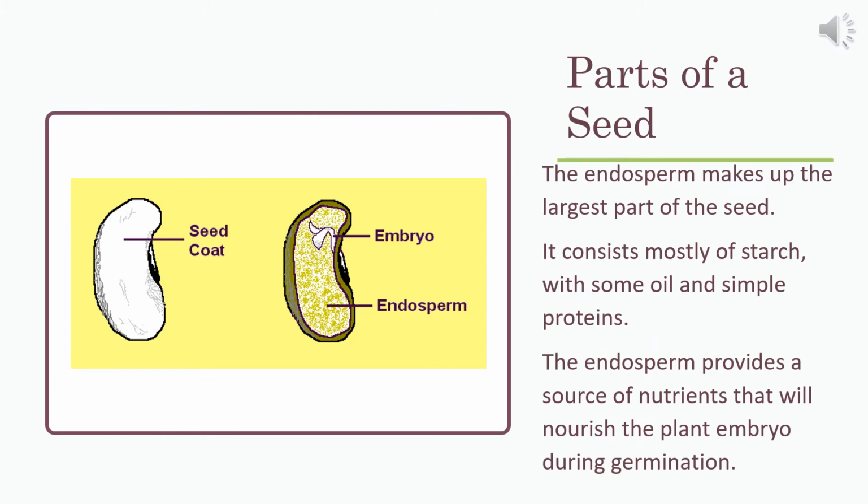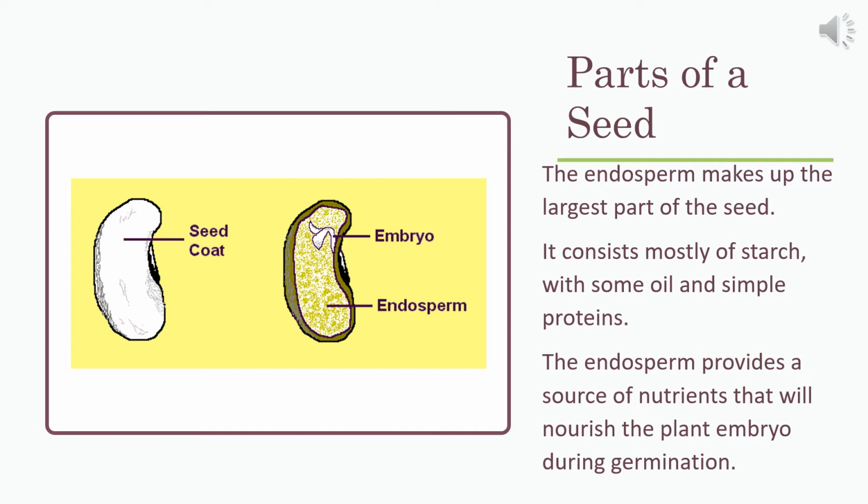The majority of the contents of that seed is the endosperm. So like I said, this is where the nutrients come from. Mostly starch, there's some oil in there, some simple proteins. So these are the nutrients that are going to supply the germinating plant while it is starting to grow until it can photosynthesize for itself and its root system starts to develop to the point where it can bring in its own nutrients and water supply.